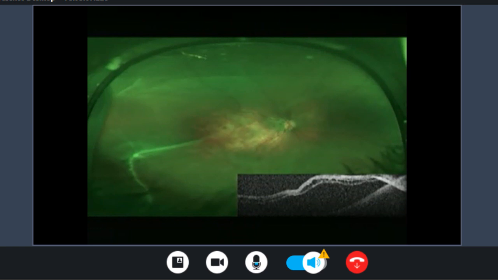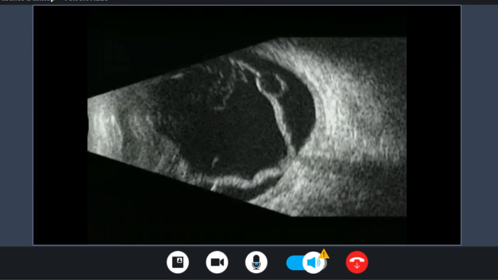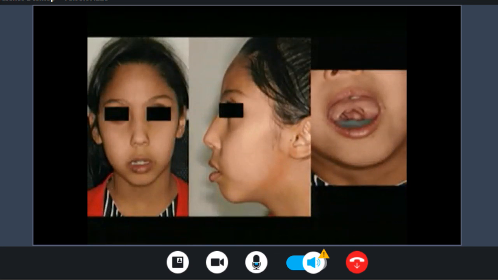This is the right eye examination, and it is showing total retinal detachment, macula off. The left eye had white cataract, and this is the B scan, showing open funnel detachment with subretinal cysts. So this is her face. As you can see, she has mid-facial hypoplasia and hypognathia, as well as the nose is not normal. If you open the mouth, you see this bifid uvula. So this is all typical for Stickler syndrome.